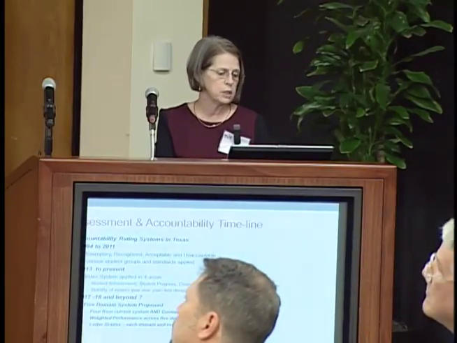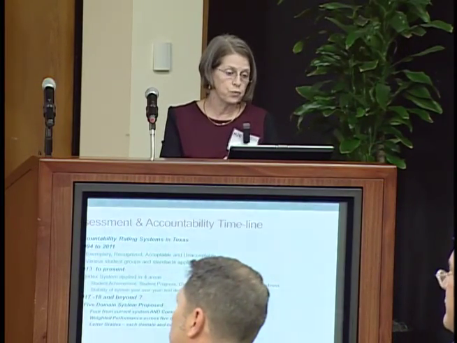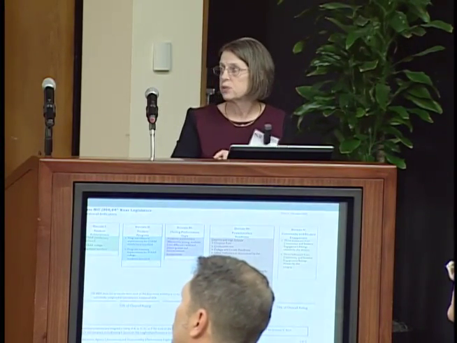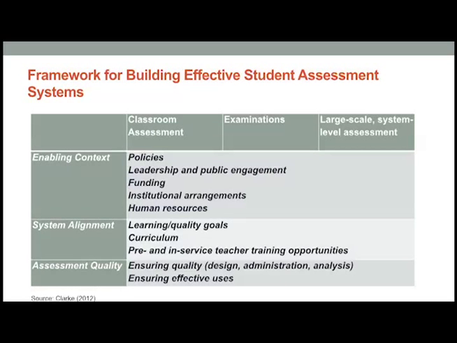So what about 2017 and beyond, that five-domain system that's proposed? That's certainly a step in the right direction. And again, as the graphic that you've seen before, that inclusion of that community and student engagement component in particular, where it is made up of the local community coming together to determine the indicators and the ratings for those particular areas. So as we move forward, what about a framework that would be effective for building student assessment systems as we think about moving even beyond that?